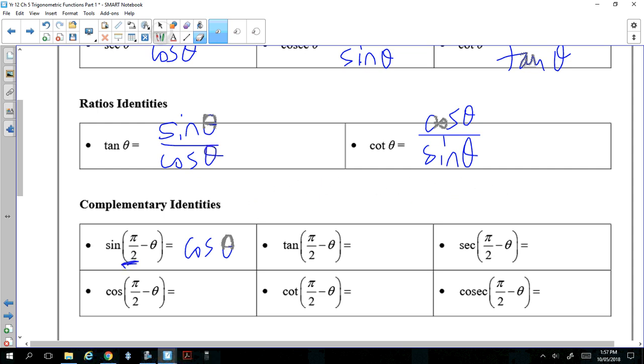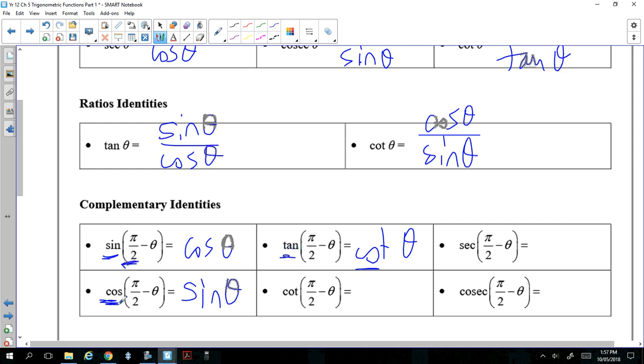All right, so we do the next bit. Cos of pi over 2 minus theta will be sine theta. Tan will be cot theta. So just remember, cot and tan are related, and sine and cos are related, and sec and cosec are related. Cot equals tan theta, cosec equals sec theta, and sec equals cosec theta. Right, done. So these formulas need to be well known.